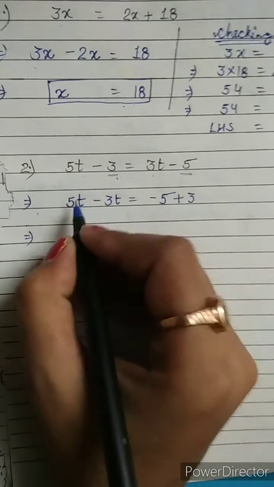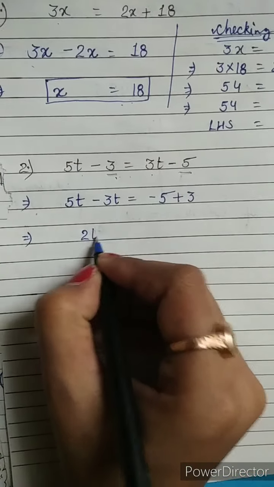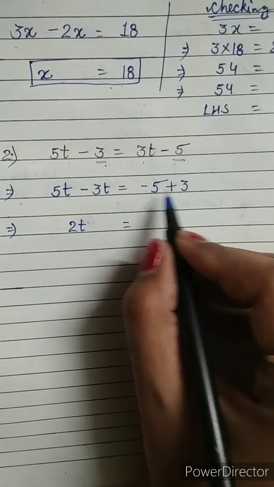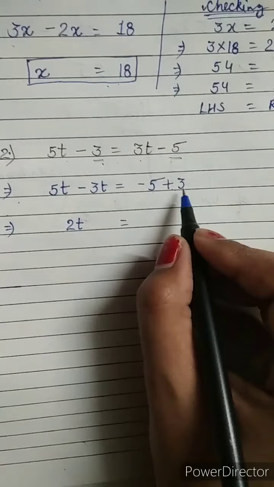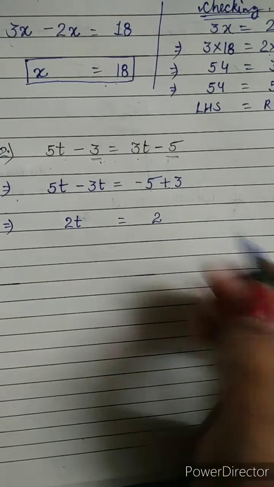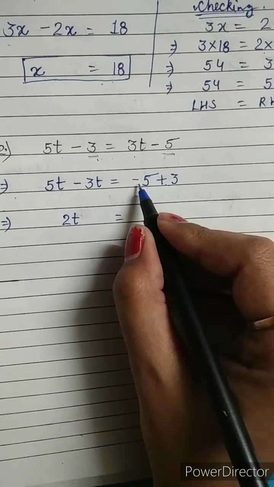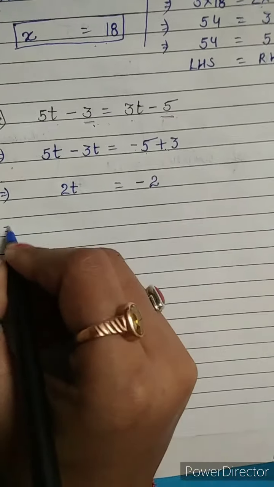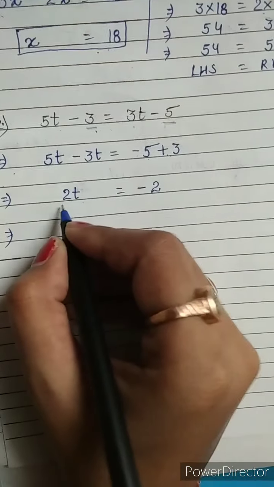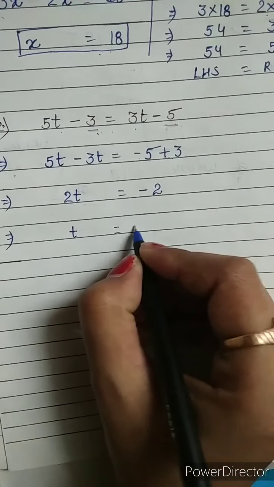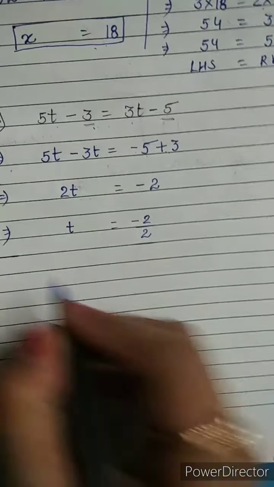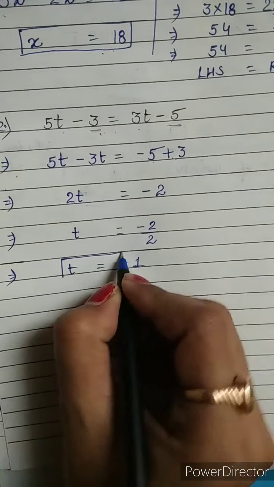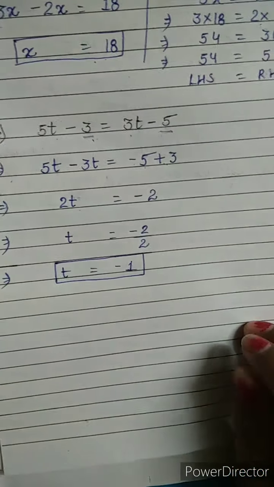Now 5 minus 3 will come as 2t is equal to minus 5 plus 3. So 5 minus 3 is 2, but 5 is a bigger number and it has a minus symbol, so its answer will also come in minus. Now here 2t, 2 is in multiplication, so on the opposite side it will go in division. When you reduce it, its value comes as negative 1. So t's value is negative 1.